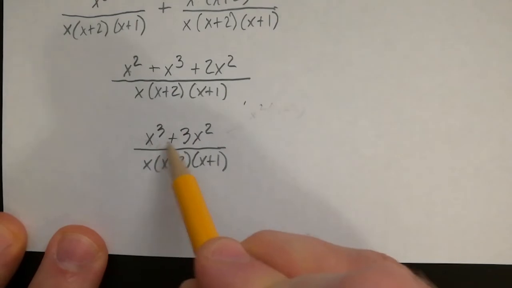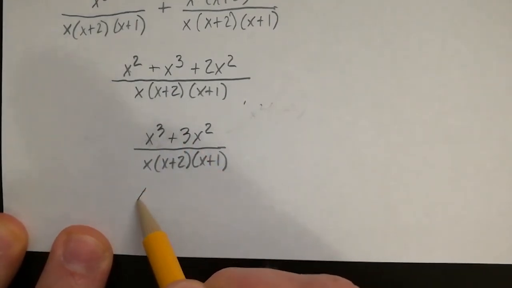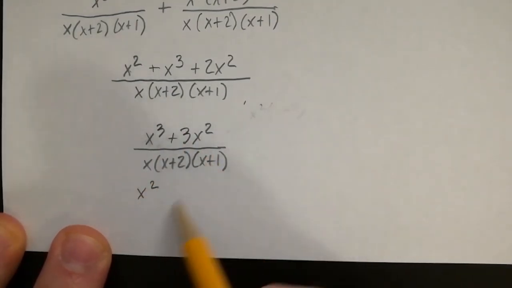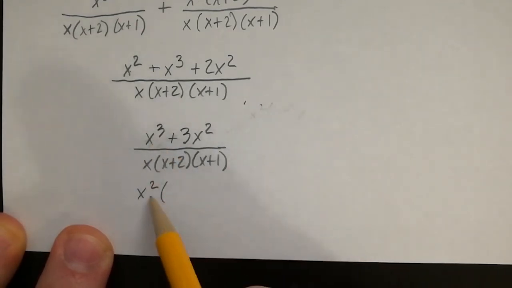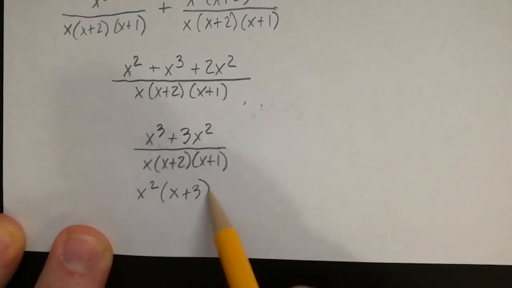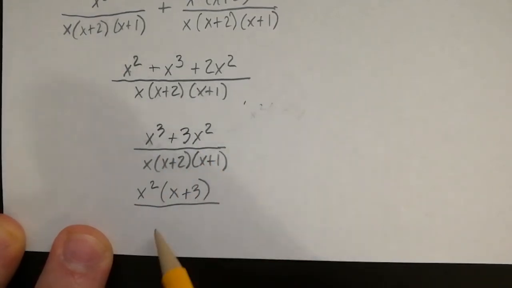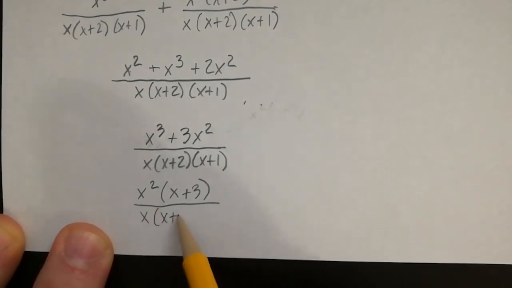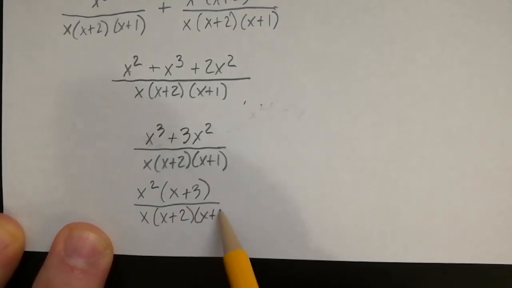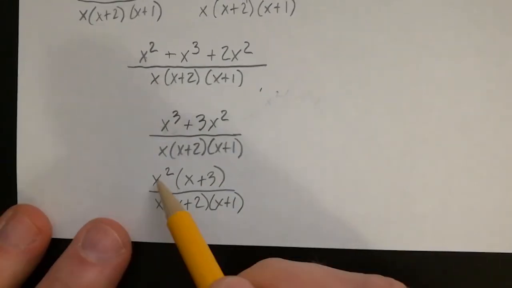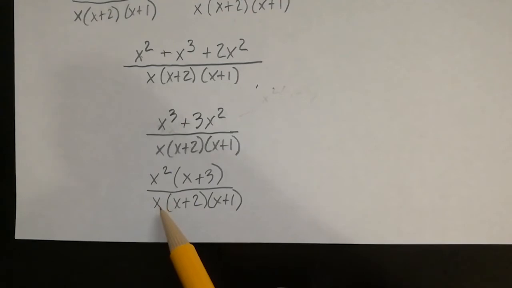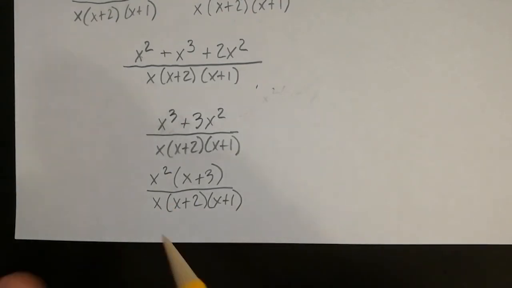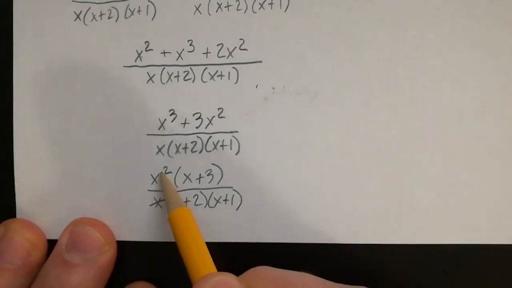Let's go ahead and factor this numerator. You want to do that just in case something cancels out. So I'm going to take out an x squared from the numerator, and then x squared times x would be x to the third, and x squared times 3 would be 3x squared. And then I have this. Something actually does cancel this time. I have x squared and I have x. These are both involved in multiplication, right? And so I can cancel out an x.